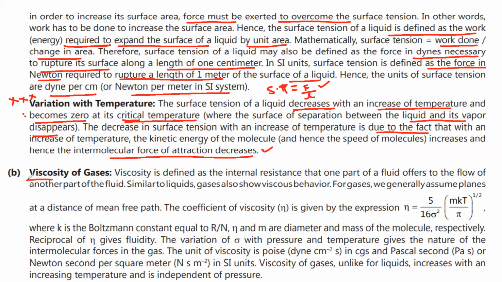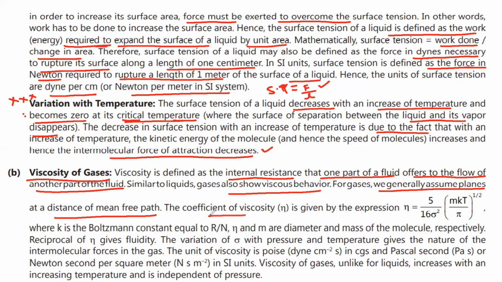What is viscosity? Viscosity is defined as the internal resistance that one part of a fluid offers to the flow of another part of the fluid. This is called viscosity. Fluid is nothing but gases or liquids. Similar to liquids, gases also show viscous behavior. For gases, we generally assume planes at a distance of mean free path.